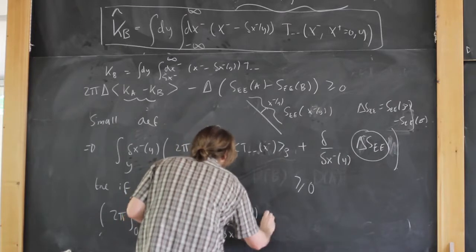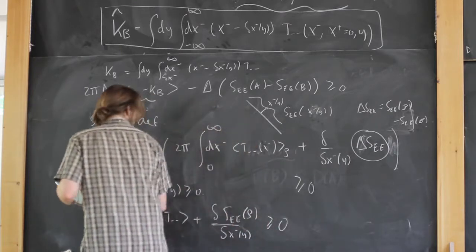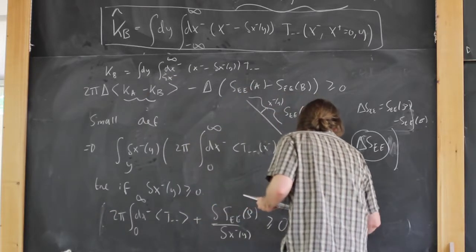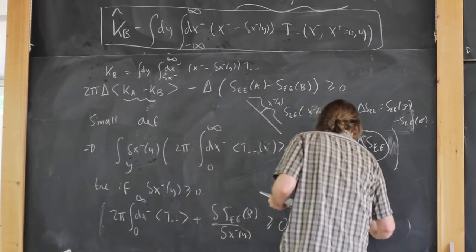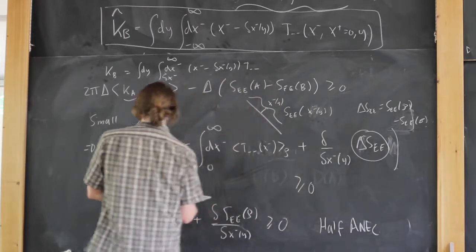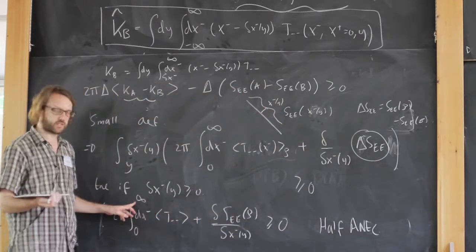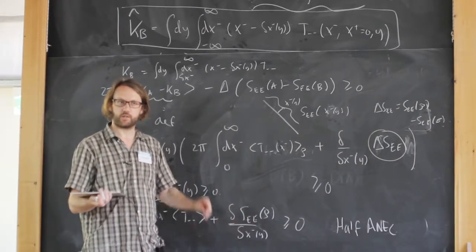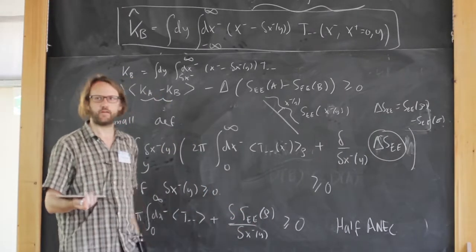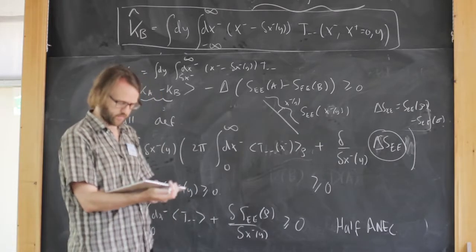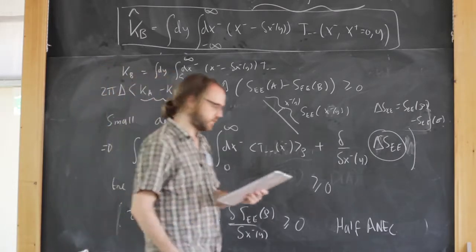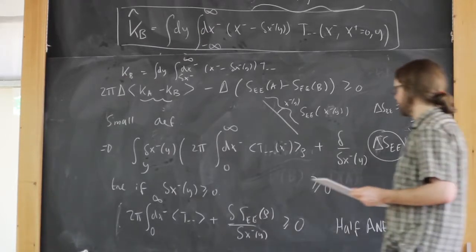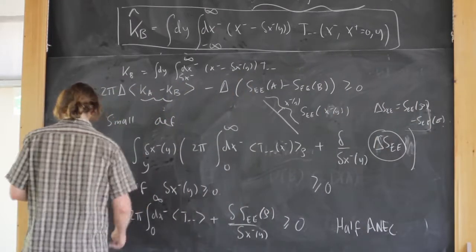This is positive at each y. And this is sometimes called the half ANEC. I think it has other names, but let me call it the half ANEC. It's a constraint on half of the integral of the stress tensor plus some contribution from the derivative of the entanglement entropy. So this is a half ANEC, and it follows from monotonicity of relative entropy.